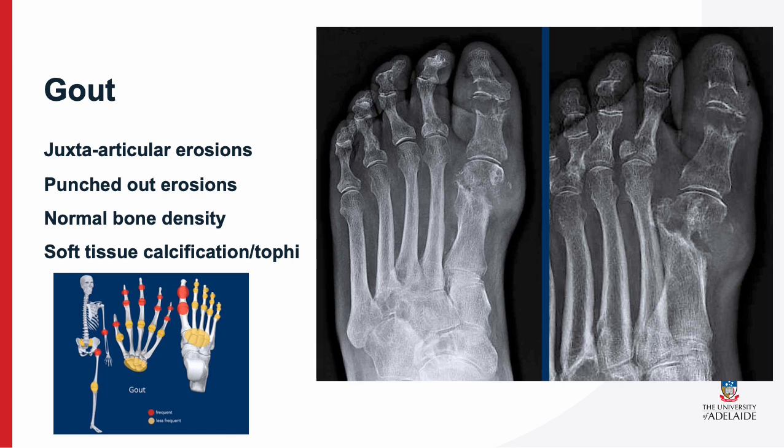Classic X-ray features are juxta-articular erosions. So we've already talked about the classic location of the erosions, just at the very margins of those joints. These erosions are usually punched out, well defined, sometimes with a sclerotic margin. The bone density is normal. Compare that to rheumatoid arthritis where it's not. You can also have soft tissue calcification or tophi within the soft tissues.